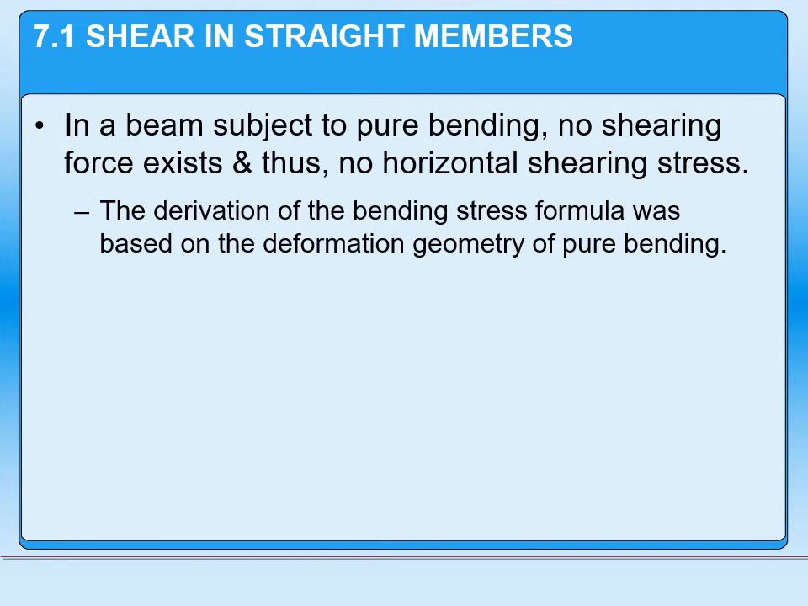So if we look at the rare case where a beam is set up so it's only experiencing bending, in those situations we refer to that as pure bending, and in those cases we're not going to have any shearing forces. As a result, we're not going to have any vertical shearing stresses or horizontal shearing stresses. But keep in mind that when we derived the bending stress formula, we actually based it on the geometry of pure bending, but we then showed that it could apply to any type of bending condition, a more general case.